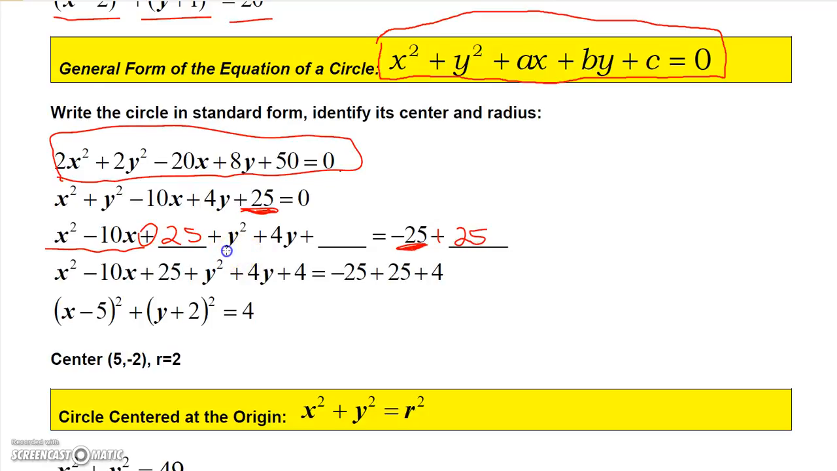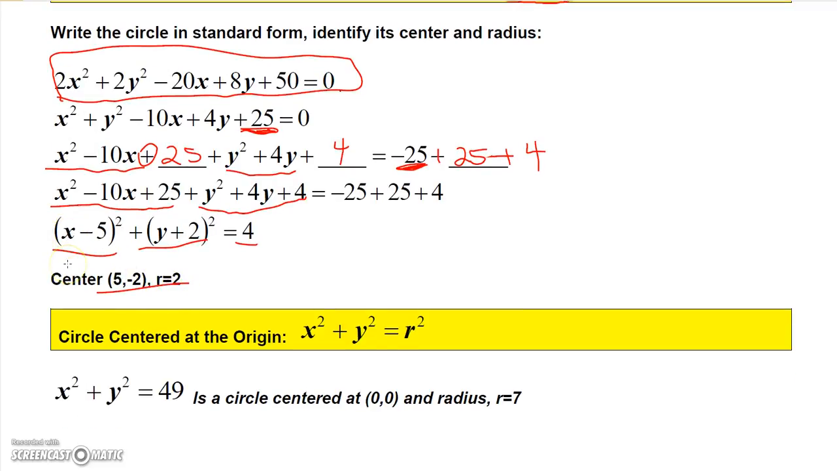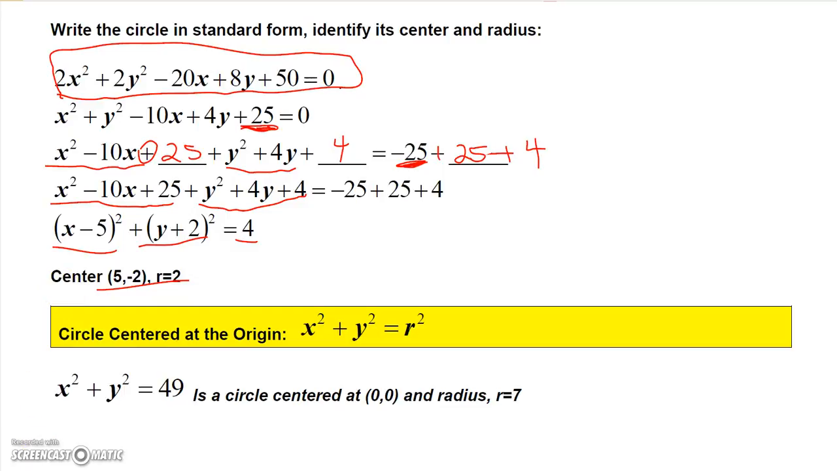I'm also going to complete the square for the y values. Remember, half of 4 is 2. 2 squared is 4. So I've got to add 4 to both sides. Okay. Now, over here, it completes the square. This is now a perfect square trinomial. This is now a perfect square trinomial. So this can be written as (x - 5) quantity squared. This can be written as (y + 2) quantity squared. And then if I add these together, I just get 4. So now I have it in standard form. And the center is (5, -2). And the radius is 2. So that's how you would convert it from general form into standard form.